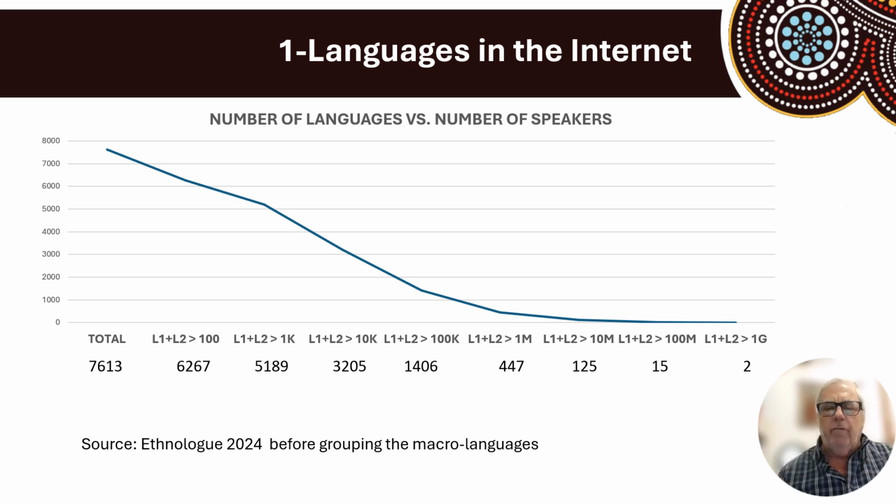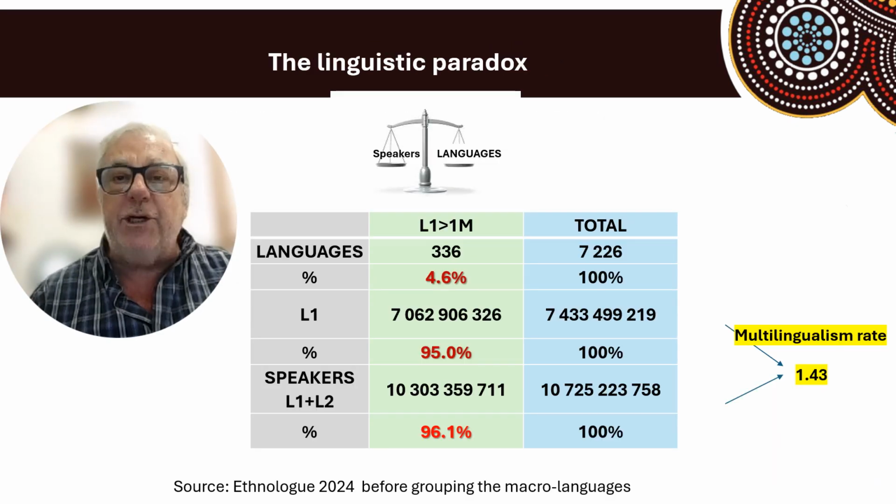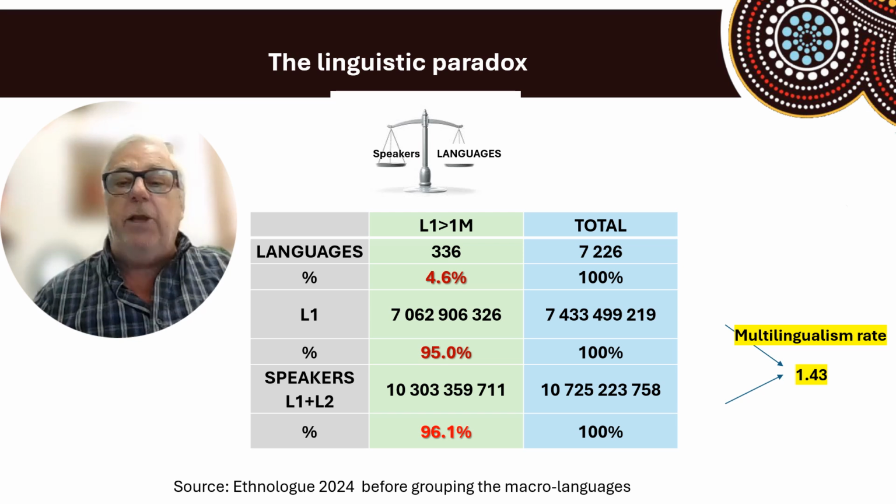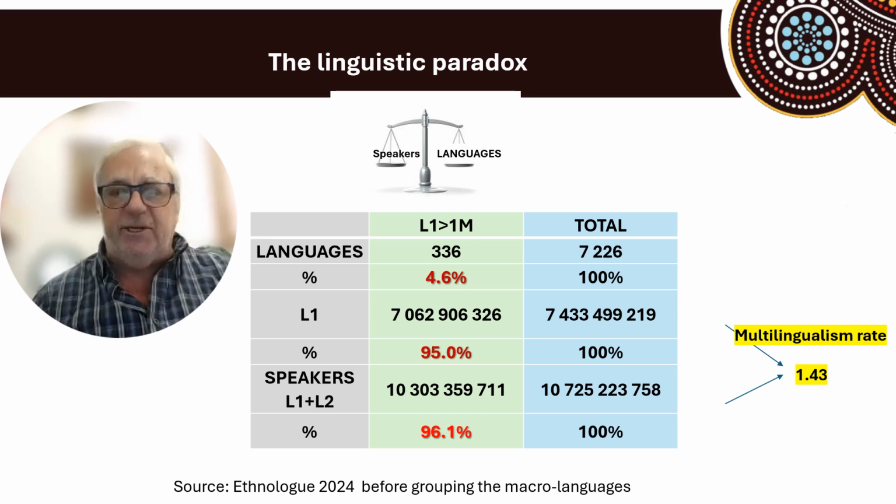If you take the curve linking the number of languages and the number of speakers, you will see that the bulk of the curve is on the left part: many languages, few speakers. On the right part, you have not many languages and many speakers. Less than 500 languages have more than 1 million speakers. What does that mean for the internet? There is a correlation between a high number of speakers and internet presence.